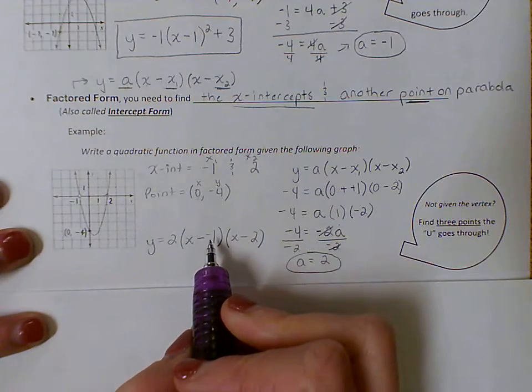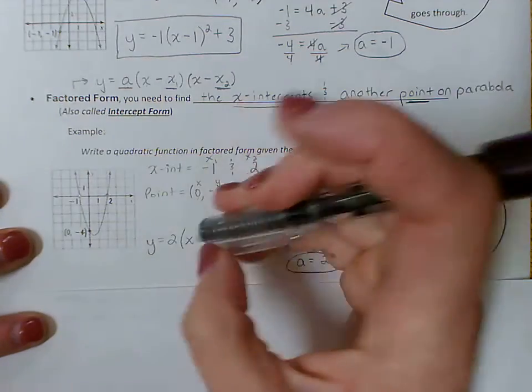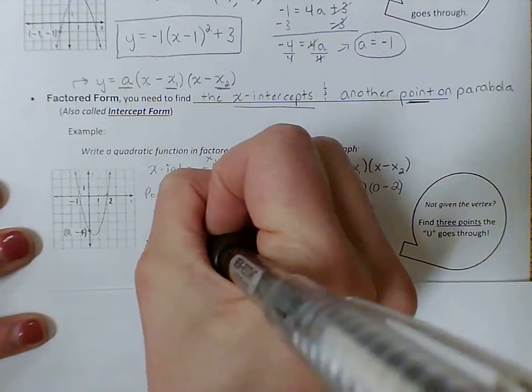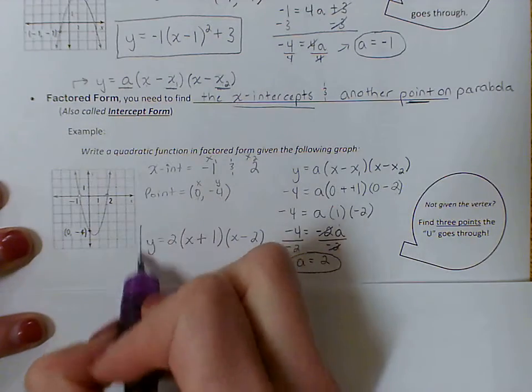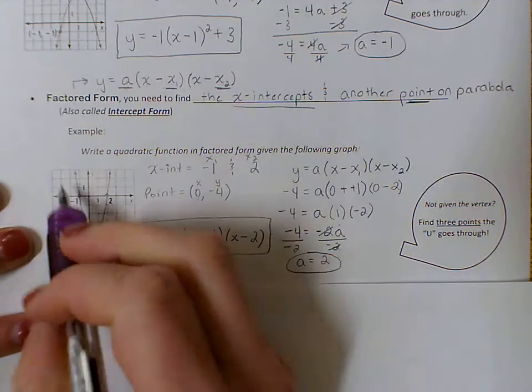Okay, so the only thing that I have to do to simplify this just a bit is, remember, when we subtract a negative number, that's the same thing as adding. And so we just have to change that. And that would be our factored form of that parabola.